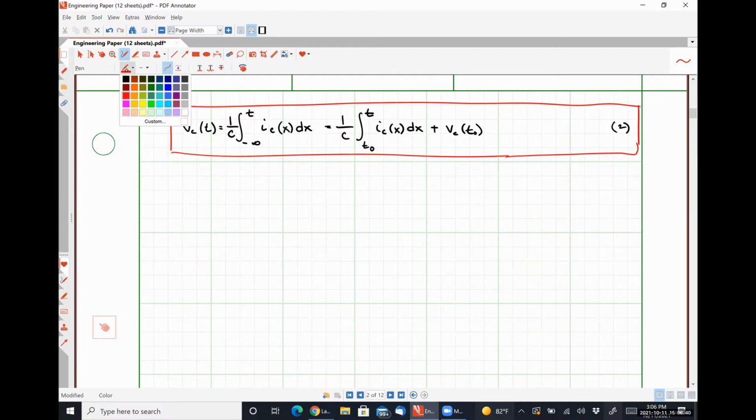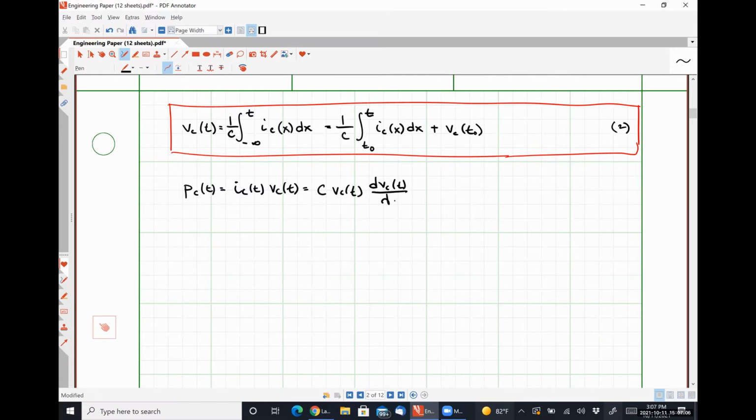The power absorbed by a capacitor is always the product of the capacitor current and the capacitor voltage. And so we can express this as C VC dV by dt.